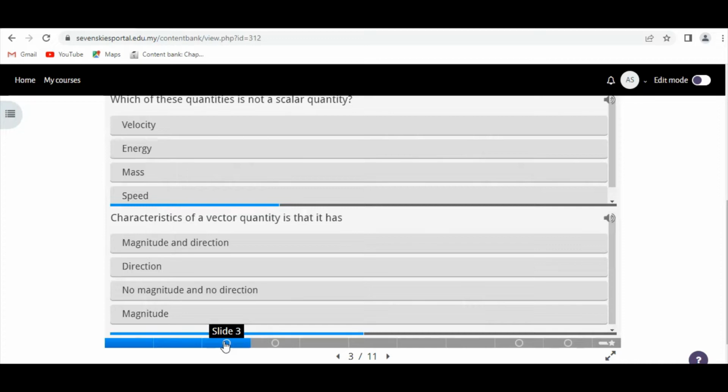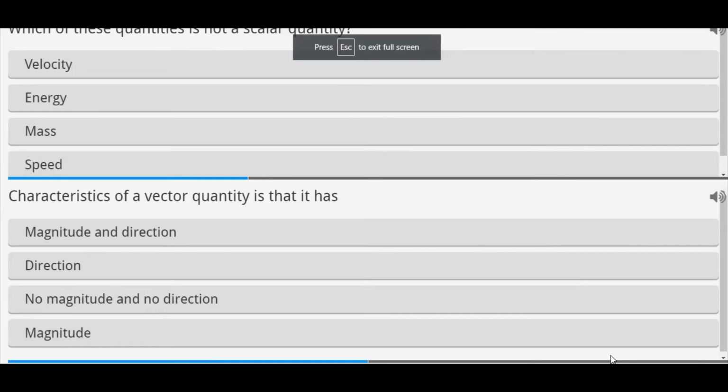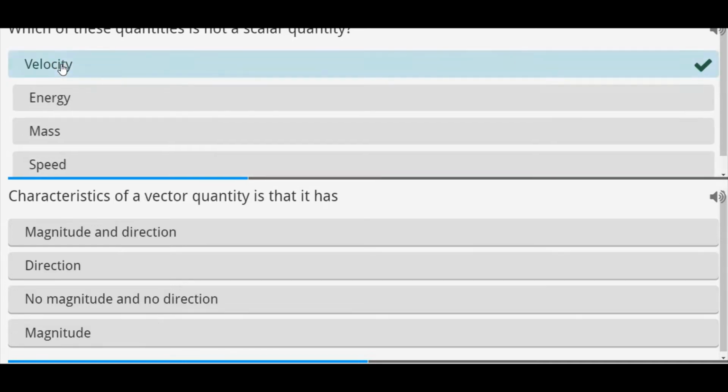So with that, let's deal with these activities. Which of these quantities is not a scalar quantity? Velocity, energy, mass, speed. Speed is a scalar, mass is a scalar, energy is a scalar. So the answer will be velocity.